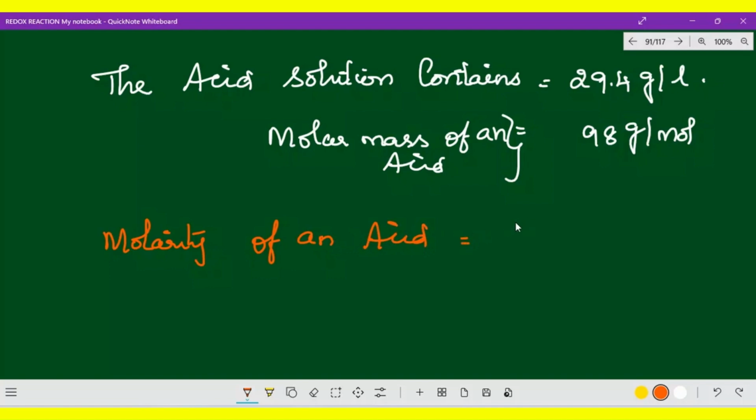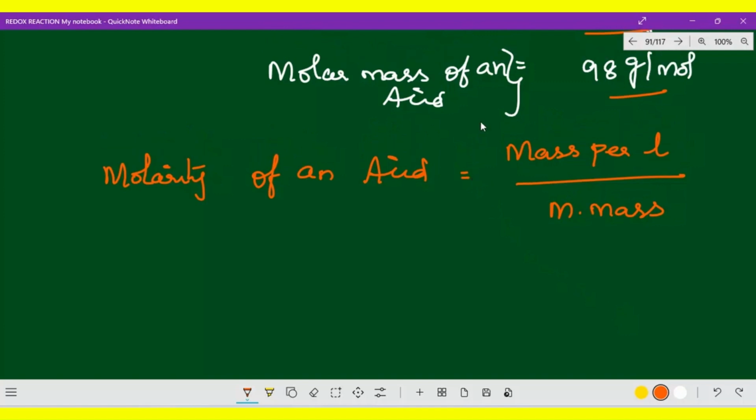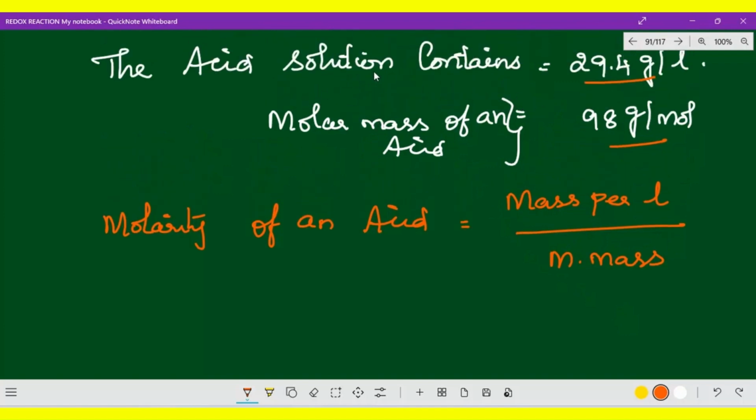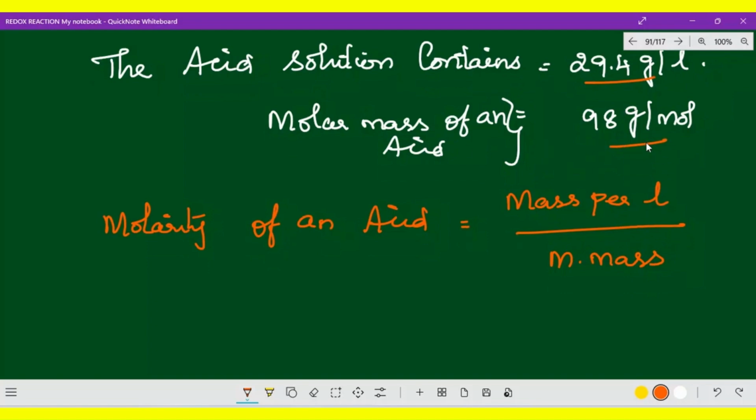So molarity of an acid, what is it? Mass per liter divided by molar mass. That is called the molarity of an acid. Can we apply the values over here? Mass per liter: the acid contains 29.4 gram per liter, and molar mass is 98 gram per mole.